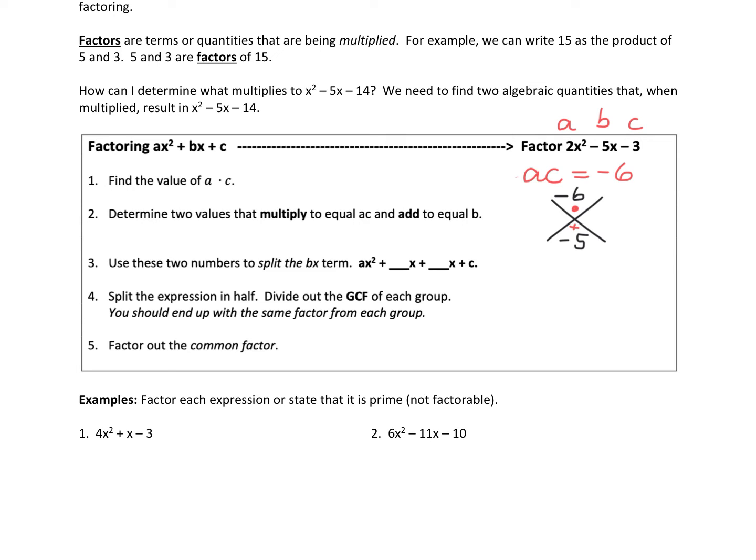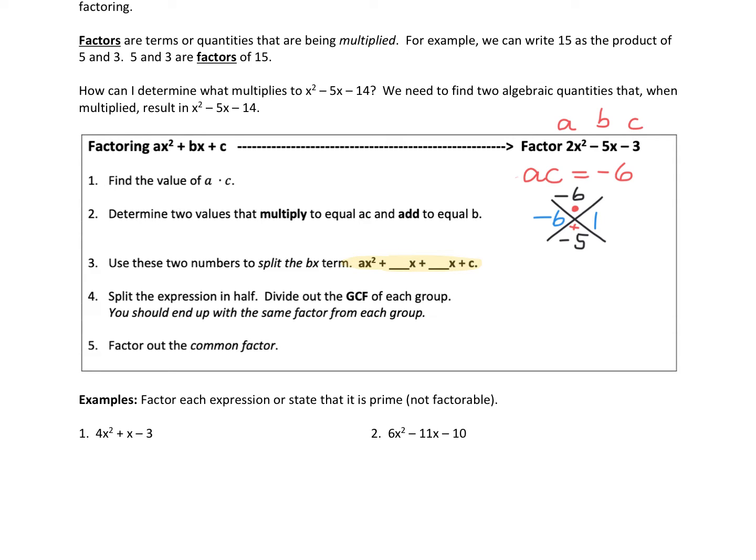I will do this in blue. -6, +1 are my two numbers that multiply to -6 and add to -5. And this is where it gets a little confusing. You're going to use those two numbers to split up the BX term. So they go in the middle. I am looking right here. Do you see how this is structured? I'm just going to highlight it so you see it.